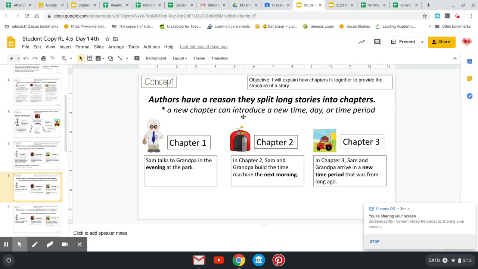So, a new chapter can introduce a new time, day, or time period. We learned that in chapter 1, Sam talks to Grandpa in the evening at the park. In chapter 2, Sam and Grandpa build the time machine the next morning. And in chapter 3, Sam and Grandpa arrive in a new time period from long ago.